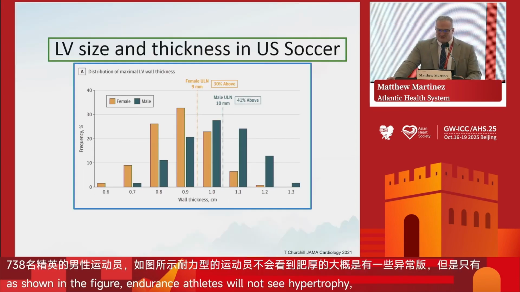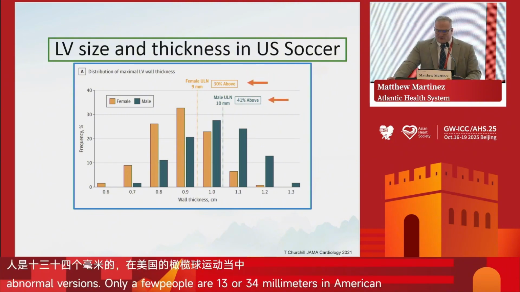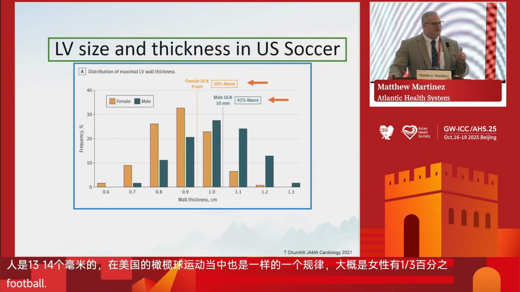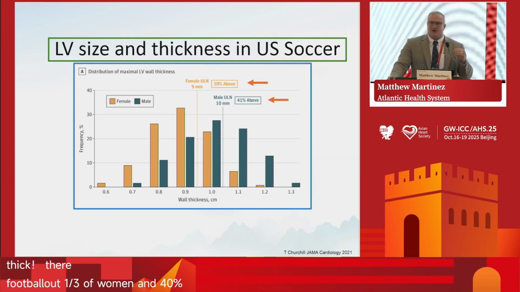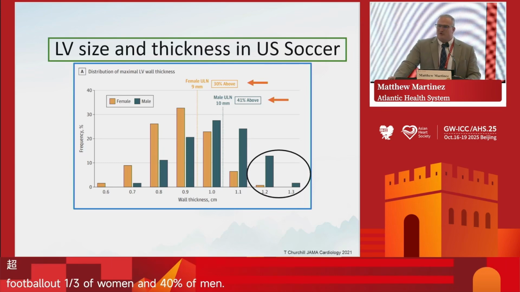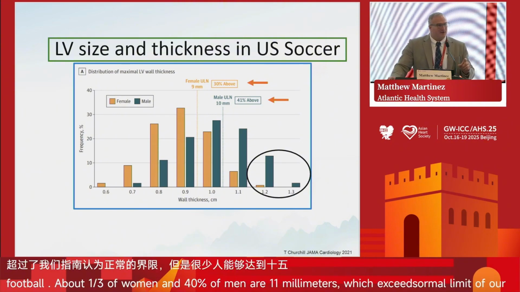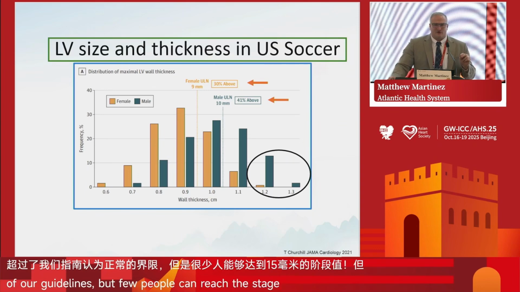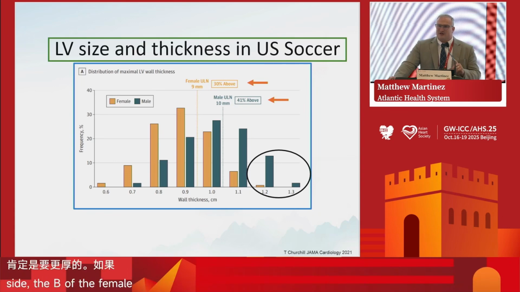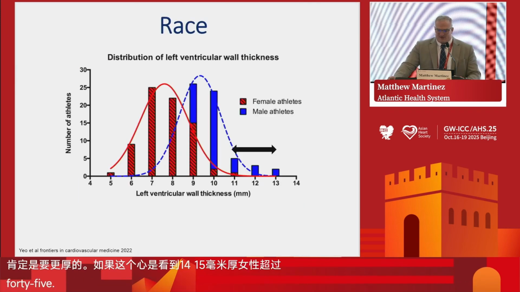We saw the same thing in U.S. soccer athletes early in 2021. You can see that about a third of women and almost more than 40% of men were excessively thick. They were 11 or 12 millimeters, beyond what the American Society of Echo considers normal. But very few of them approached that 15 millimeter thick walls. But men clearly had thicker hearts compared to women. So if you see a ventricle in a man who may be an athlete that is 14 or 15 millimeters thick, it's pathologic. And in women, anything over 12 millimeters has a high suspicion that this is a pathologic ventricle.